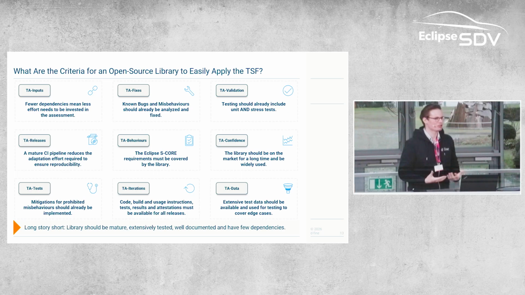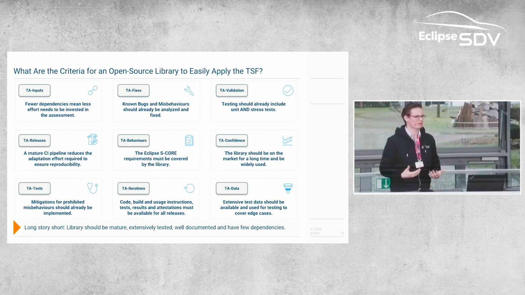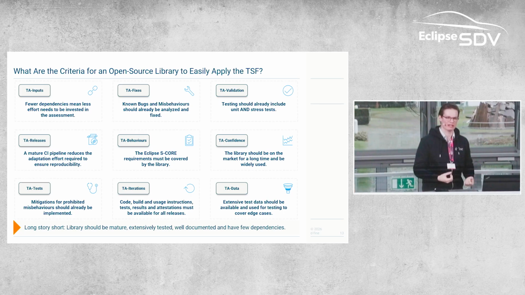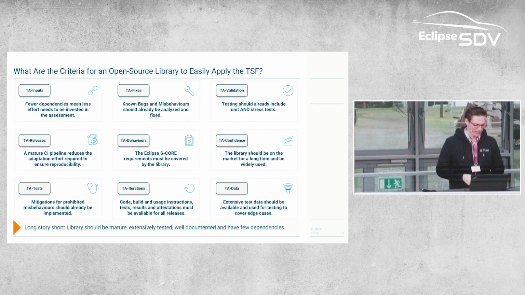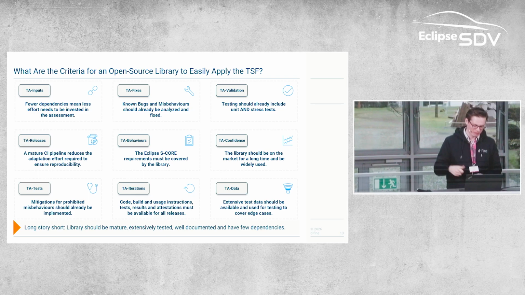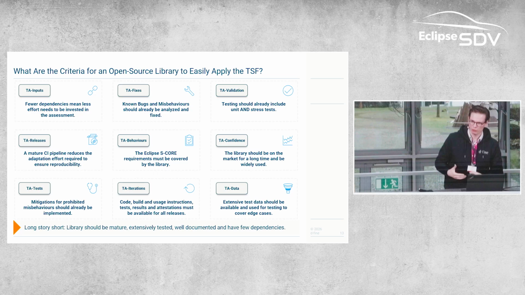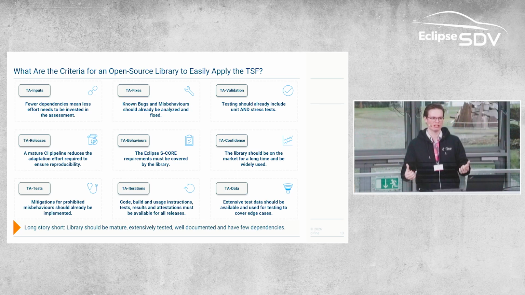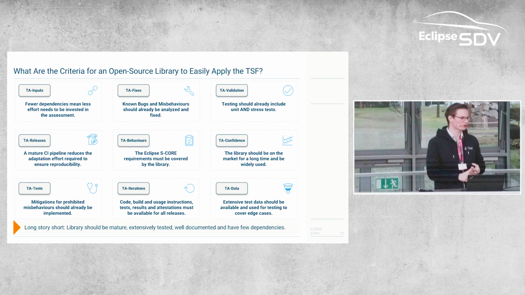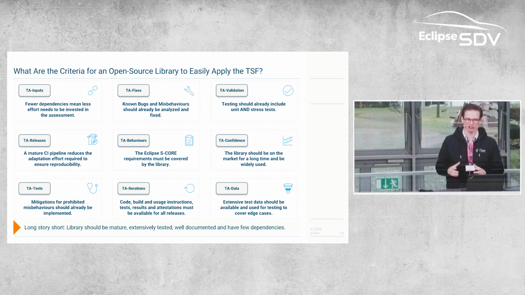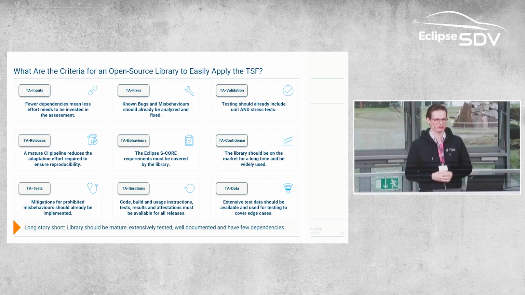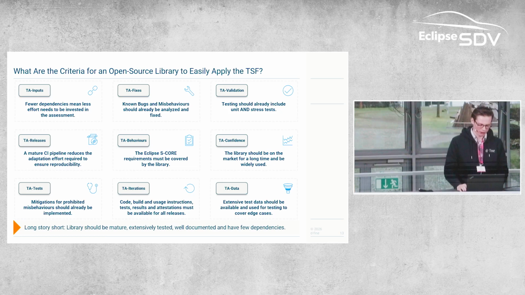Confidence. The library should have been on the market for a long time and should be widely used, so we can really say it's mature and we can trust it. Then it's about tests. Mitigation should be in place for prohibited misbehaviors. It's about iterations. We should be able to see, for all releases, what the source code is, what the tests are, and so on. And last but not least, data. There should be extensive test data to stress test the system that we want to certify.